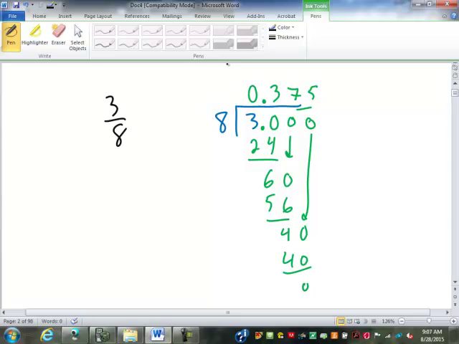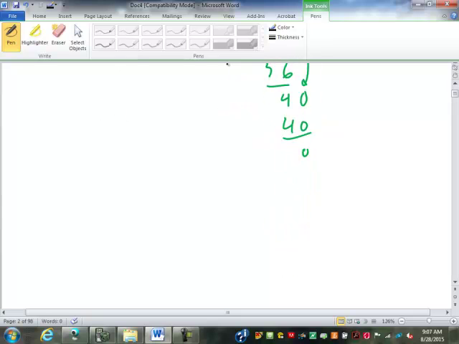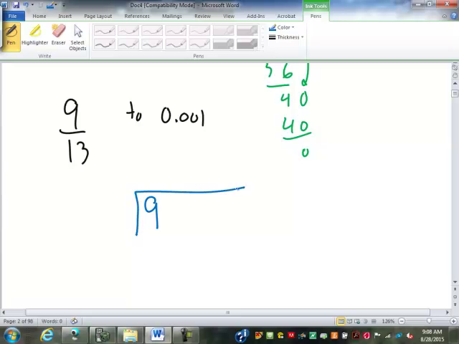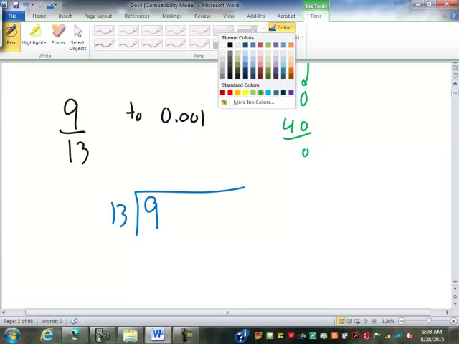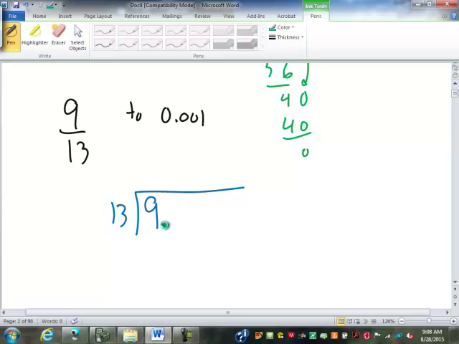So just like we saw before, we may have to round to the nearest hundredth or to the nearest thousandth or whatever. Let's say I give you 9/13, and I want it to the nearest thousandth. I'm just going to write it like that because I don't feel like writing out the word thousandth. So what is it? 9 divided by 13 or 13 divided by 9? 9 divided by 13. Again, 13 doesn't go into 9, so I'm going to add my decimal point so I can add a 0. Bring my decimal point up. 6, will it go in there? Yep.